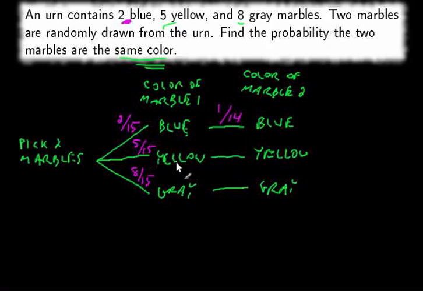Similarly here, we have a yellow marble on the first draw, and we need the probability of getting a yellow marble on the second draw, knowing that, or given that a yellow marble was drawn first, and so the probability of that happening is 4/14. And then similarly, we need the probability of getting a gray marble, given that we got a gray marble the first time as well. And so the probability of that happening is 7/14.